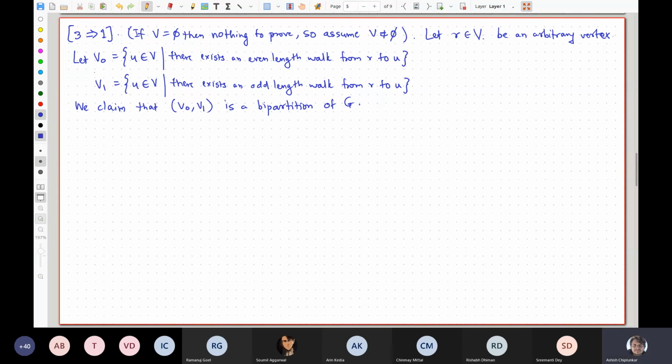Right. So why does every vertex lie in at least one of V0 or V1? Somebody quickly. Because the graph is connected. Chinmay, yes, the graph is connected, right? So since the graph is connected, V0 union V1 is equal to V.